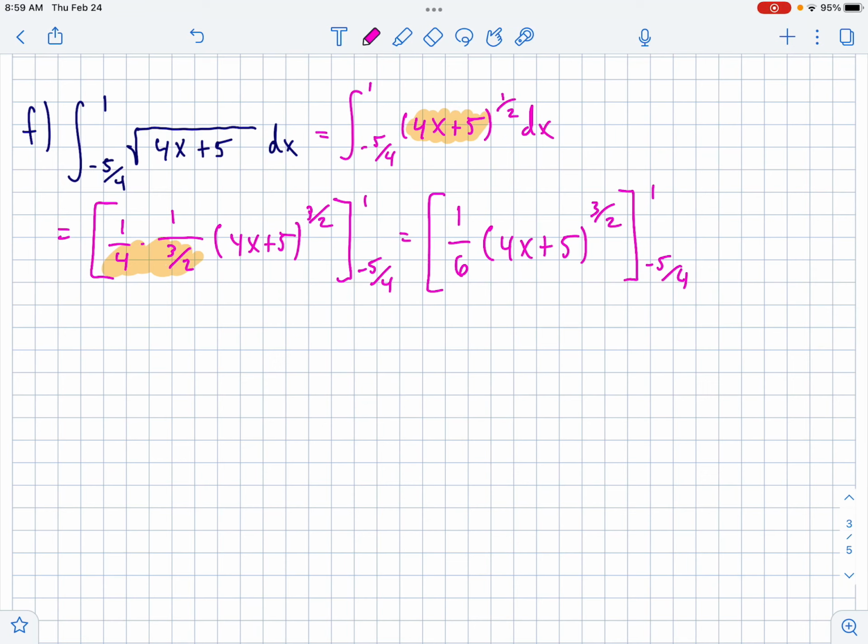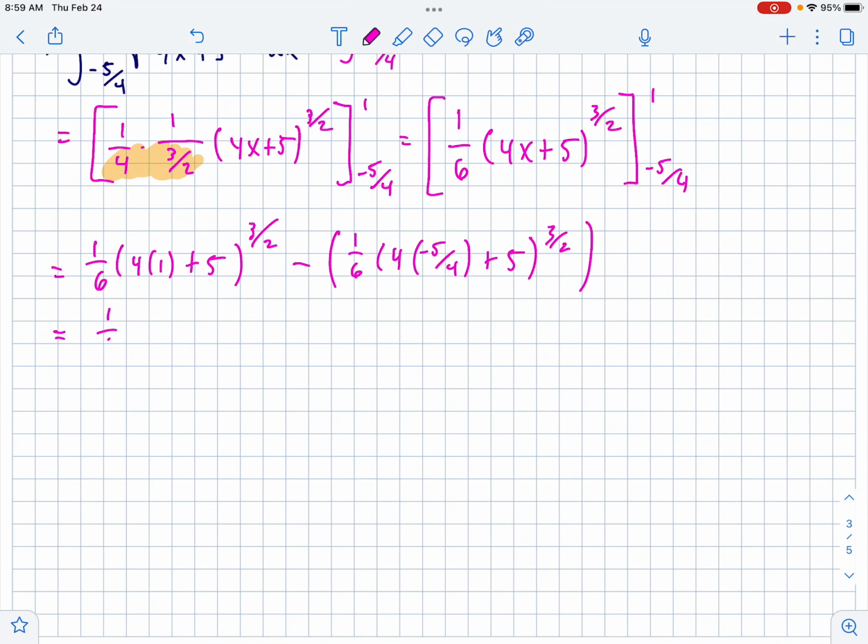All right, I think we're ready to start plugging it in and see what happens. Hopefully things simplify well and it doesn't get too gnarly. We'll find out. 1 over 6, 4 times 1 plus 5 to the 3/2. Oh, interesting. Okay, just seeing where this is going to go. And then we subtract out 1/6, 4 times -5/4. Oh, it's nice that those 4s are going to cancel out. Plus 5 to the 3/2.